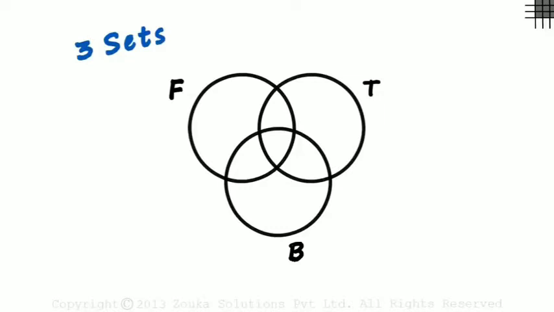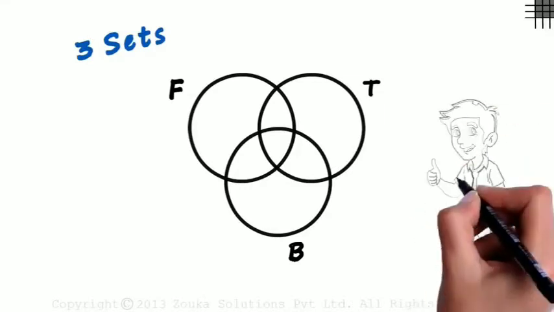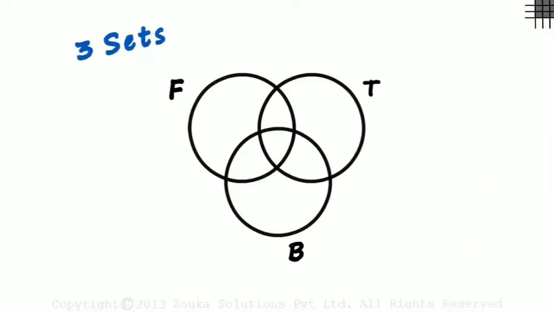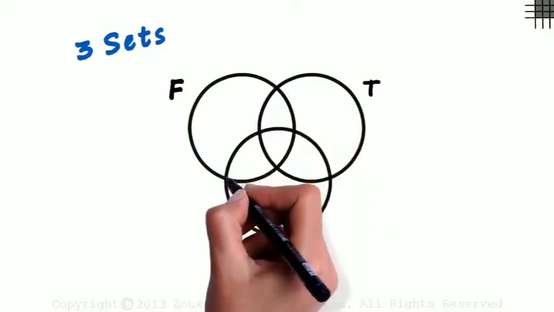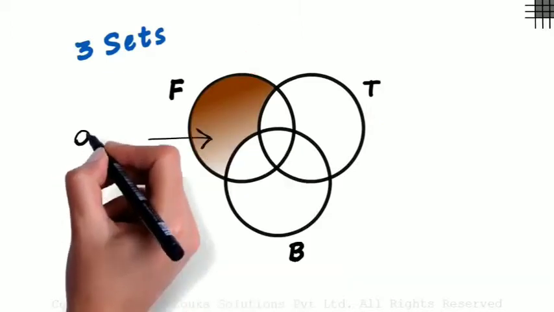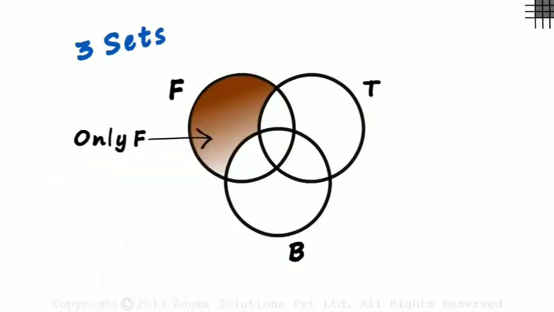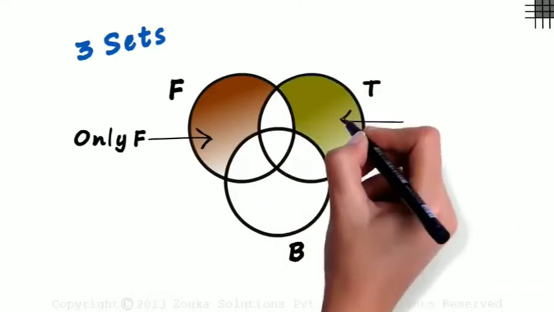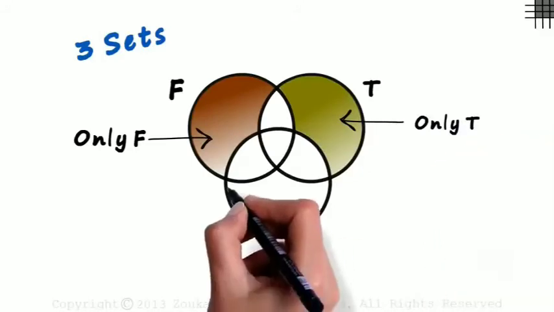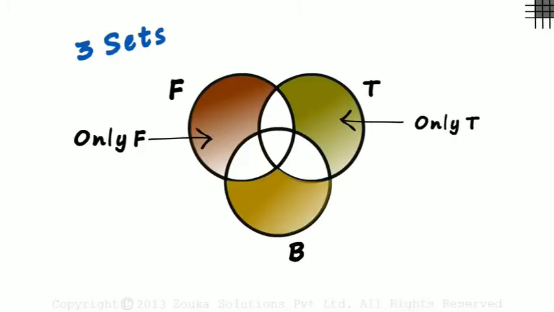We play a simple game of coloring and guessing. We color the region and then guess the set. Let me give you an example. Look at this colored region. It does not contain anything from set T or set B. So this region shows the students who play only football. Okay, what about this region? Yes, it includes students who play only tennis and not football or basketball. What about this one? It is simple. Students who play only basketball.